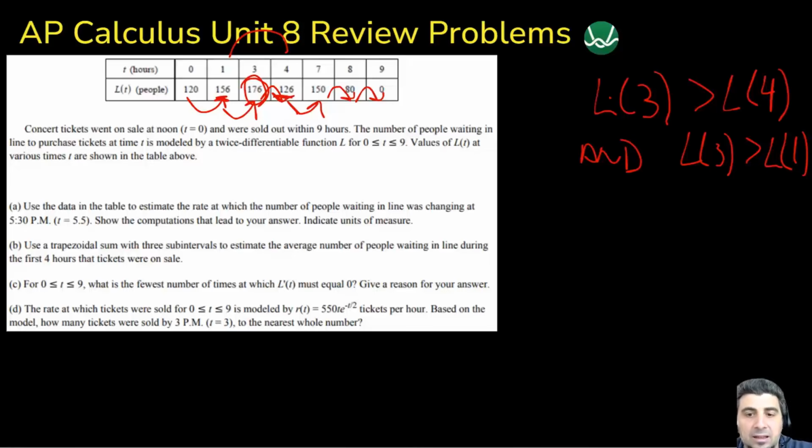And finally, L of 7 is 150, which is greater than the value before it, 126, and the value after it, 80. By that same reasoning, there has to be a relative max somewhere between t equals 4 and t equals 8. Again, since L is differentiable, this means that L prime is going to equal 0. So this gives us at least 3 times that L prime equals 0 on this interval.